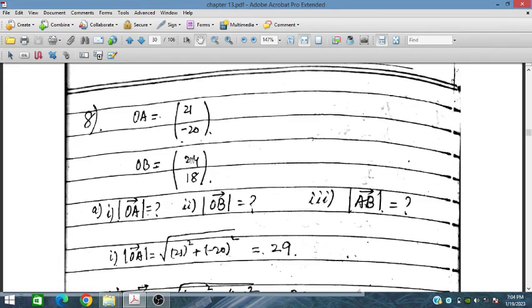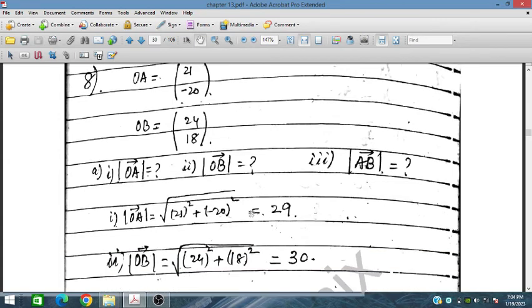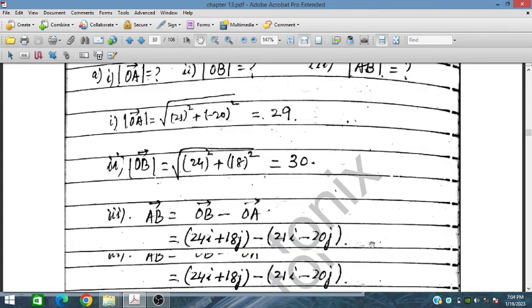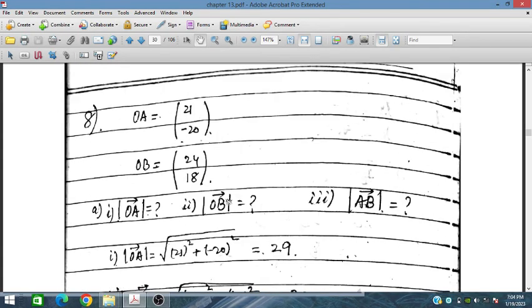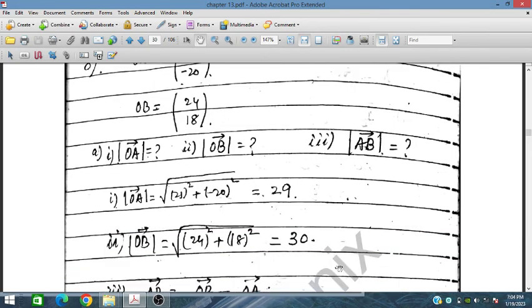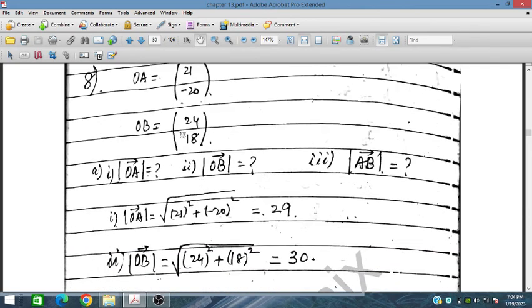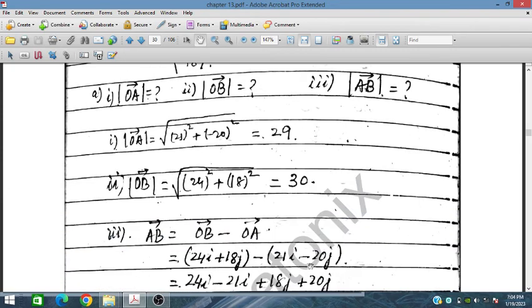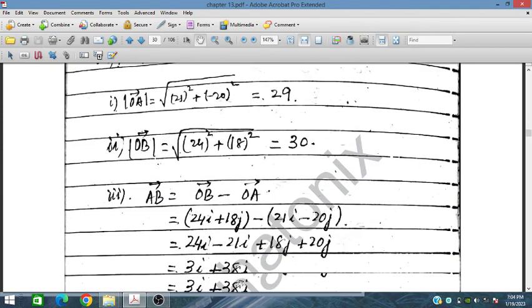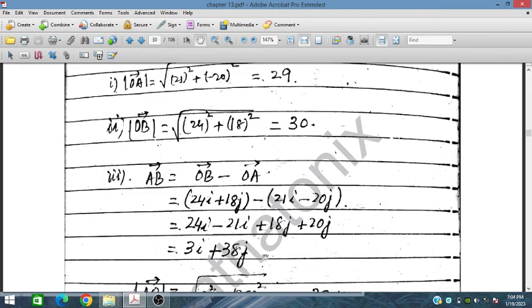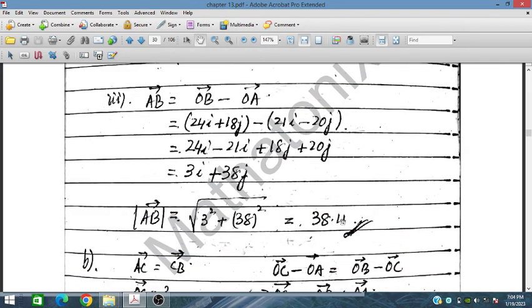So OA is given as this, OB is given as this, and we need the OA, OB and AB magnitudes. The OA magnitude is obtained as 29, and for 24 and 18 it is obtained as 30. Similarly, AB is OB minus OA. So in place of this we put 24, 18 minus 21, minus 20j. So we have obtained AB as 3i plus 38j, and the magnitude of AB is obtained as 38.11.